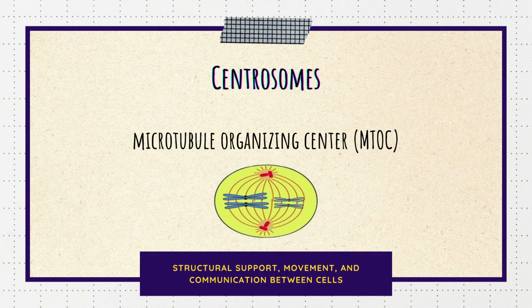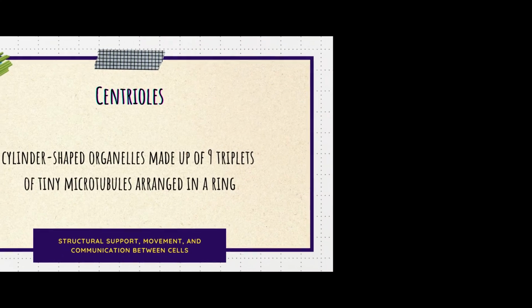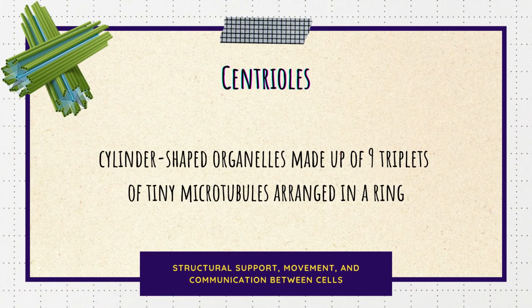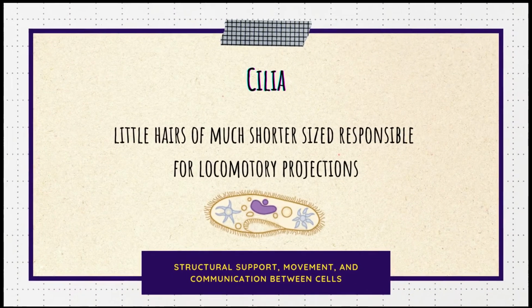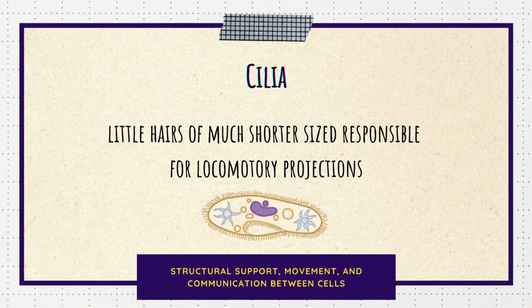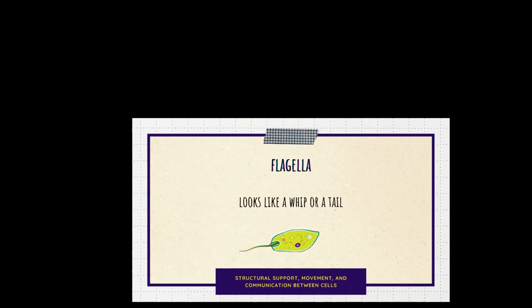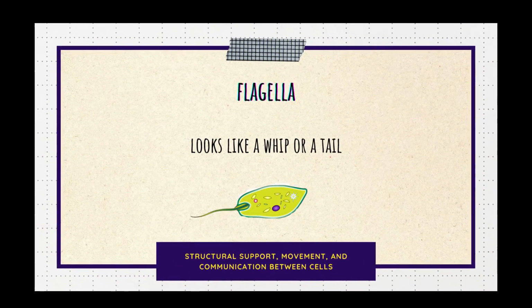Under this, we have the centrosomes, or the microtubule organizing center. Second, we have the centrioles, or the cylinder-shaped organelles made up of 9 triplets of tiny microtubules arranged in a ring. We have the cilia, or the little hairs of much shorter size, responsible for locomotory projections. We have the flagella that look like a whip or a tail.